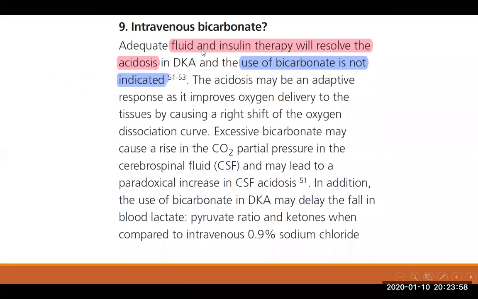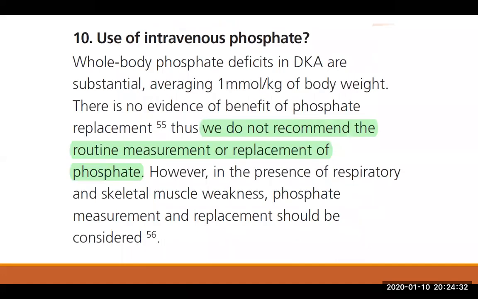The bicarb is not indicated because the harm is more than the benefits. Of course, intravenous bicarbonate can lead to decreased serum potassium, which worsens the hypokalemia already present in a case of DKA. It also increases central or intracellular acidosis, and it can lead to cardiac heart failure. So intravenous bicarbonate is not recommended.